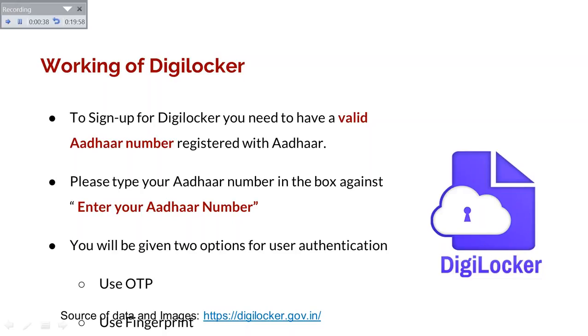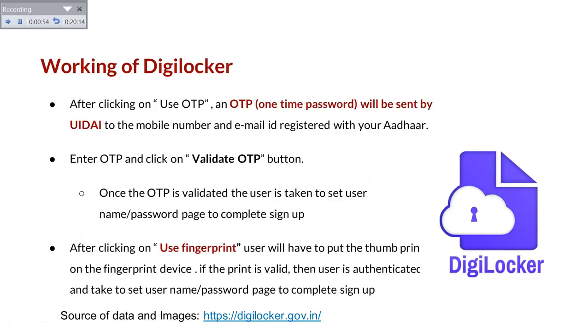See, since India is a huge country and the literacy level of people will be different, it has given two options. If you are literate, then you can use your mobile to get an OTP, a one-time password. Or if you are illiterate, then you can use your fingerprint and all. So both options are given to the end user. So you can choose one of these, either through a mobile or through your fingerprint.